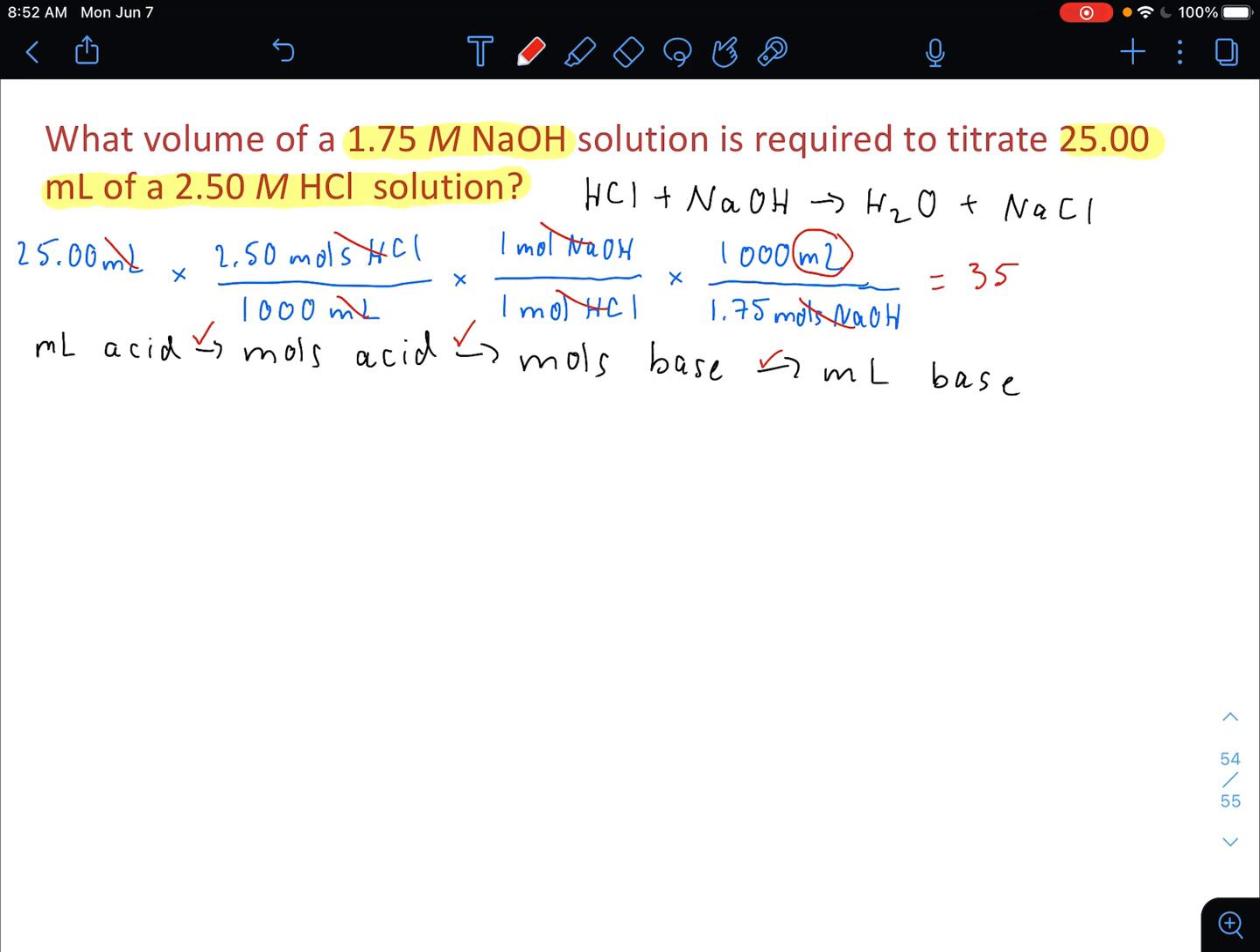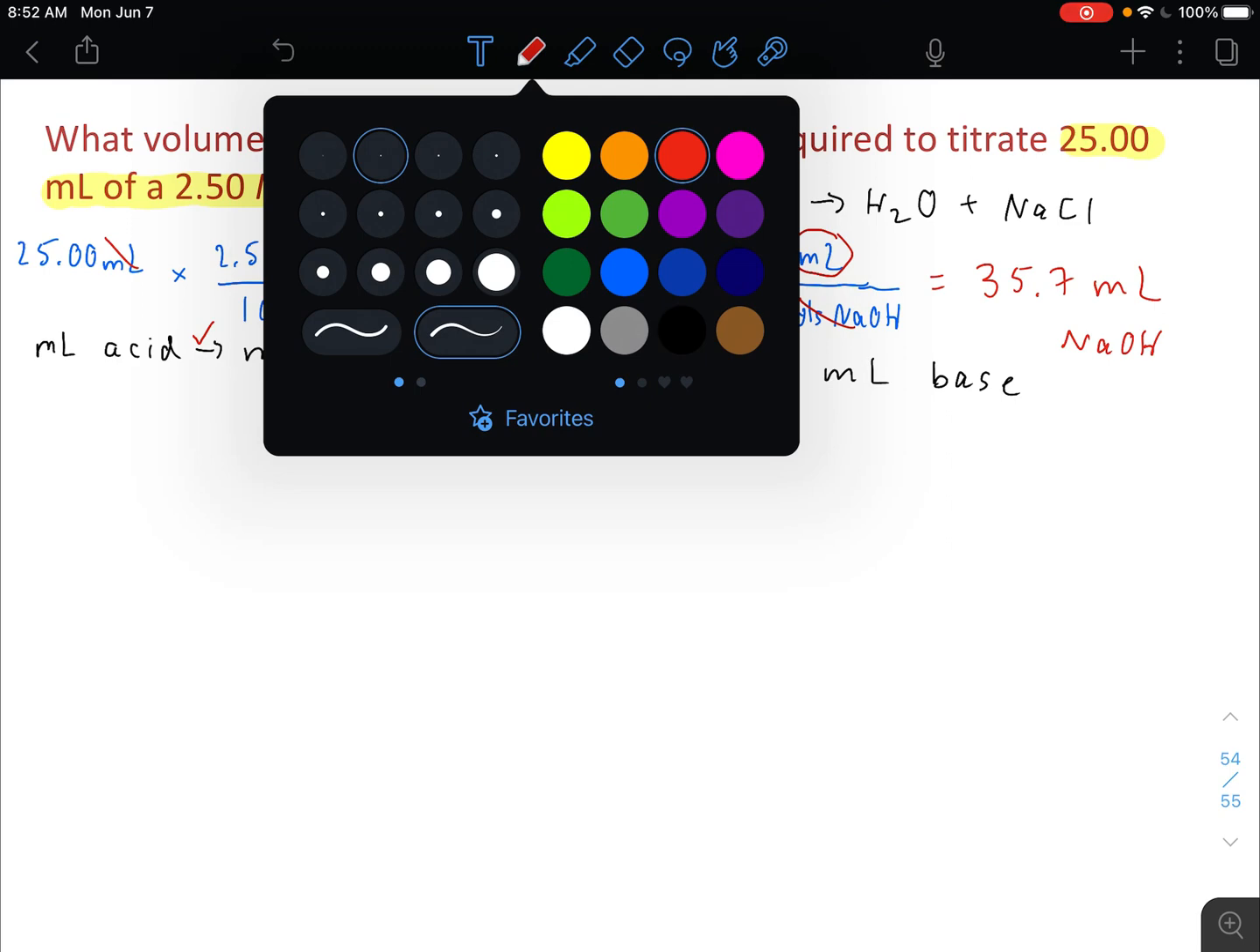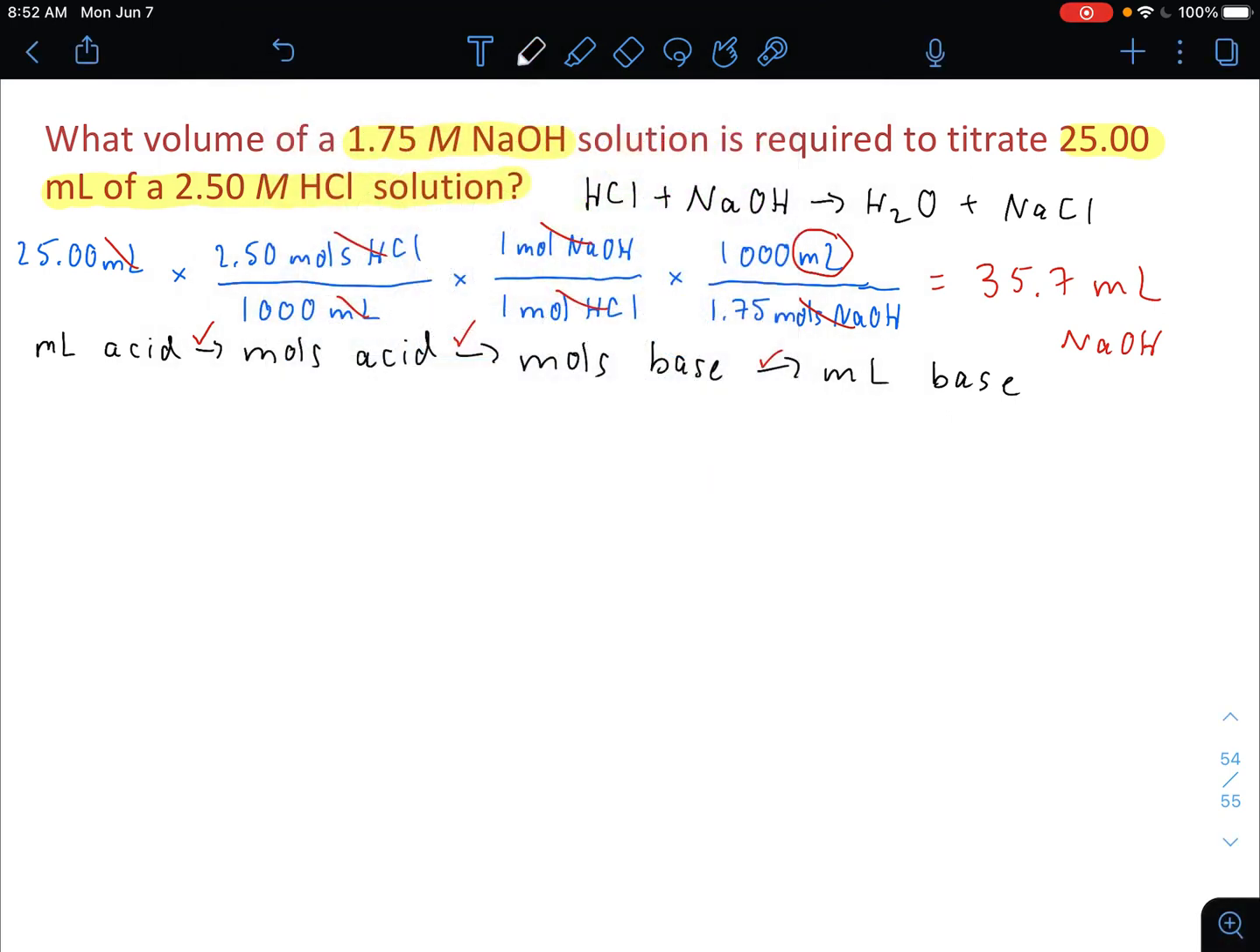35.7 milliliters of NaOH are required for this neutralization. Okay, so that's following the method we had been using before, but I also want to show you another method.